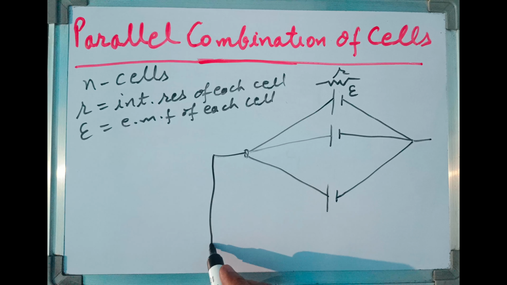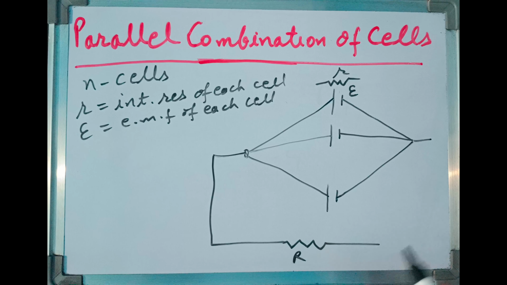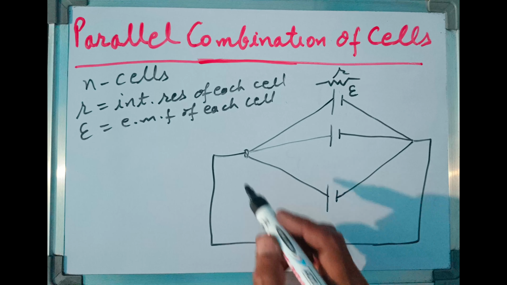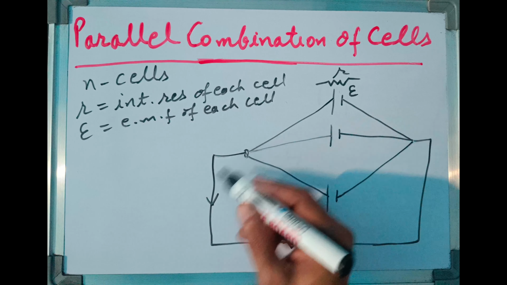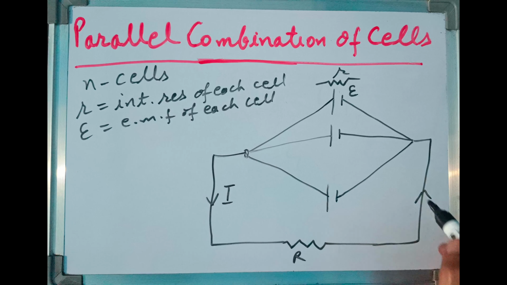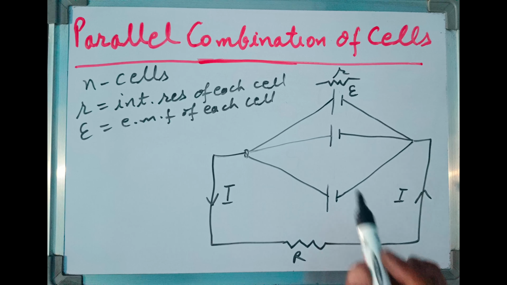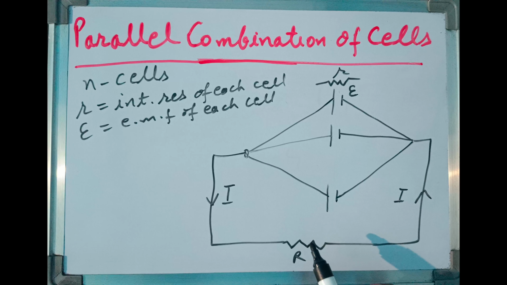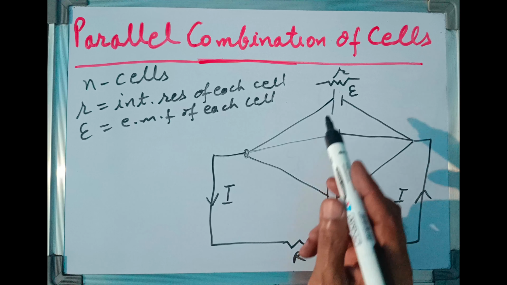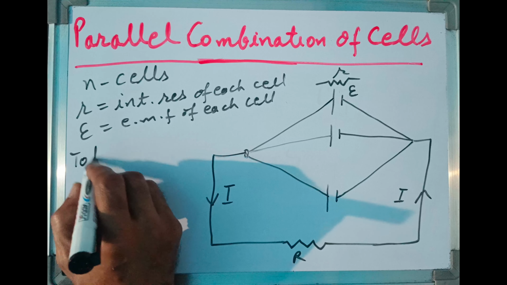Suppose this combination is connected to some external resistance capital R in this way. When this is connected, some current will flow from positive terminals to negative. Let us suppose this current is I. Our question is, what will be value of this current I if I connect a parallel combination of cells in this case? Now first of all, let us find total internal resistance of the cells.